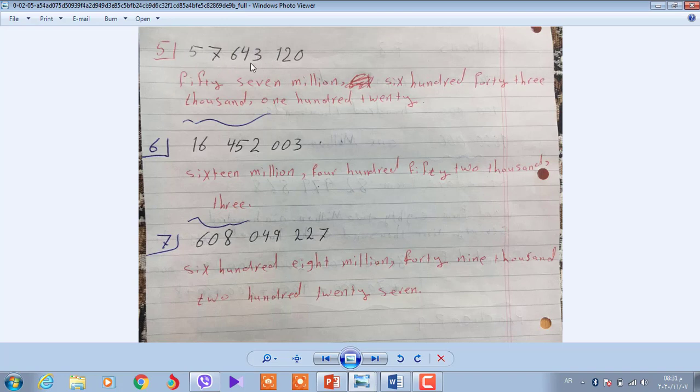Okay, we have a standard form. In this example, practice 5, we have 57,643,120. How can I write this number? I tell you 57 million, so we need to write down 57,643,000. So we have 643,000, write down a comma. After that you have 120, so we have 120.